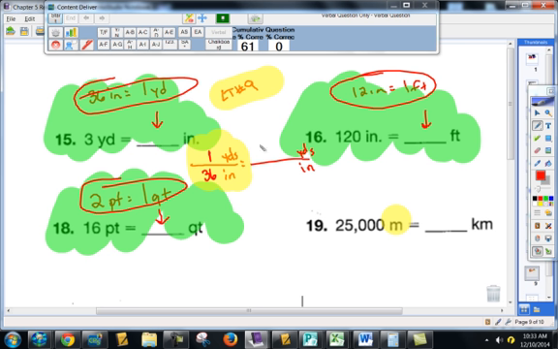Then I look at what they gave me. They gave me 3. What am I doing to go from 1 to 3? So what do I got to do to 36? Multiply by 3, 108 inches.